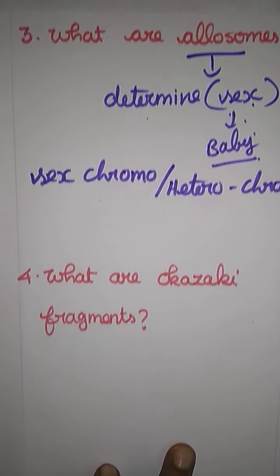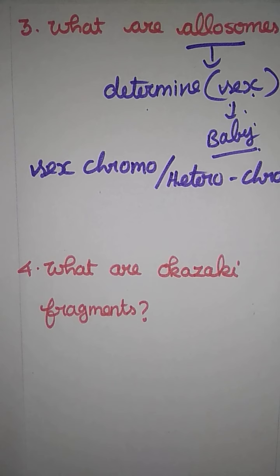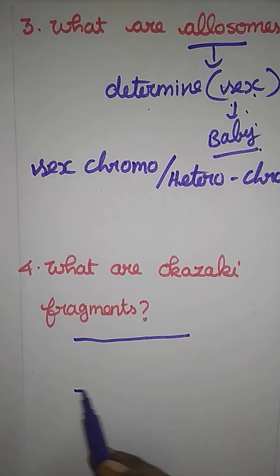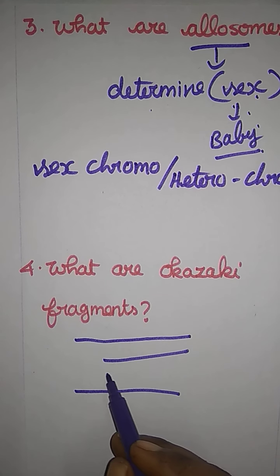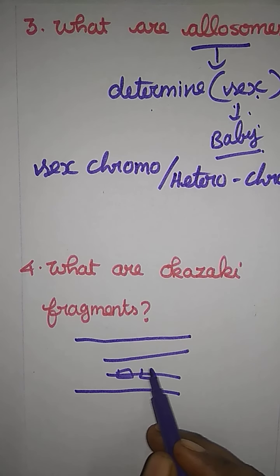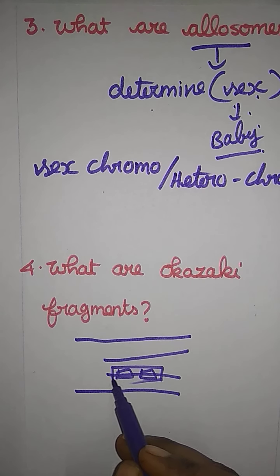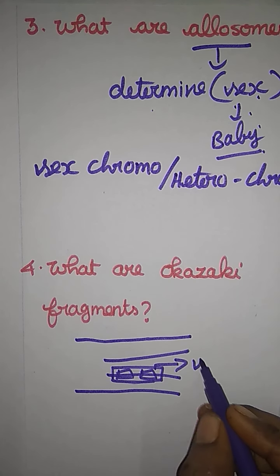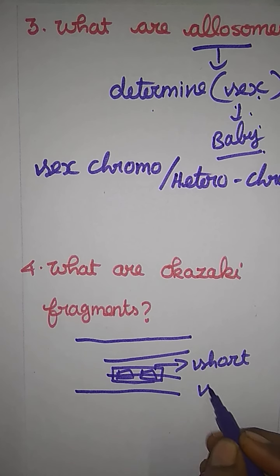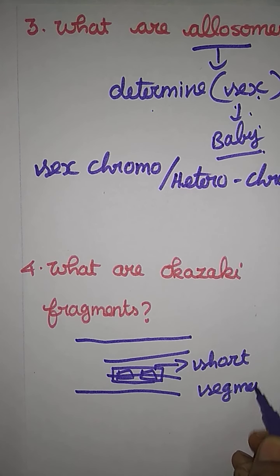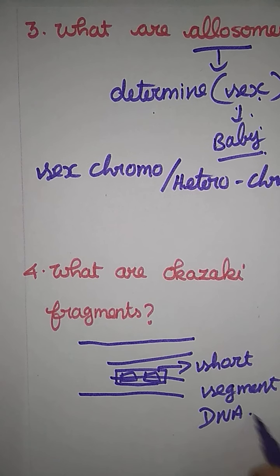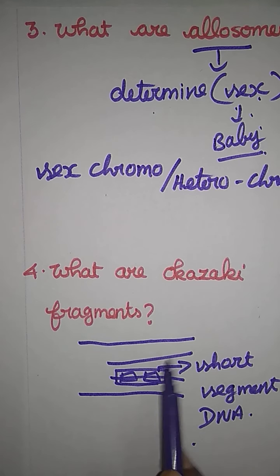Next one, what are Okazaki fragments? We said they form on the lagging strand. When the lagging strand forms, the particular sequences formed are short segments of DNA. A short segment of DNA is called an Okazaki fragment. Right? Okay, so that's it for the fourth one.